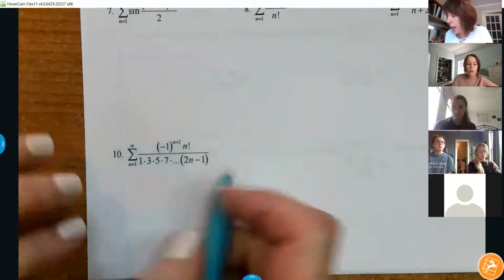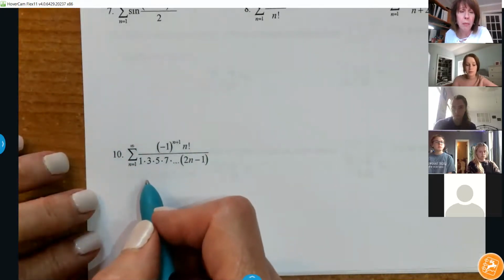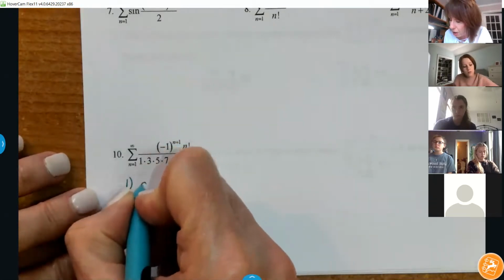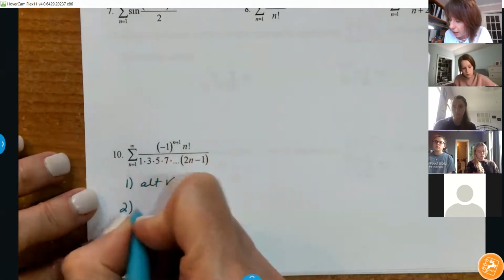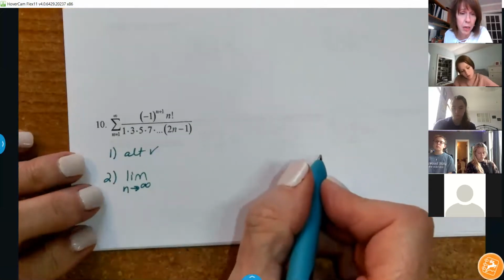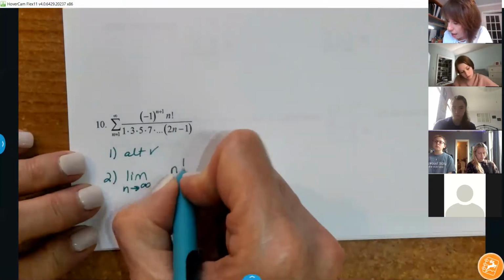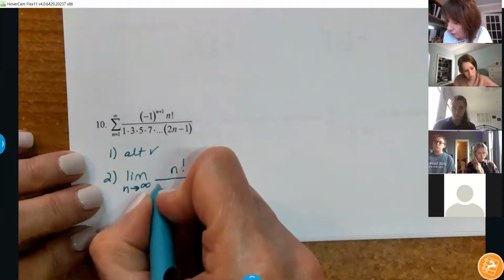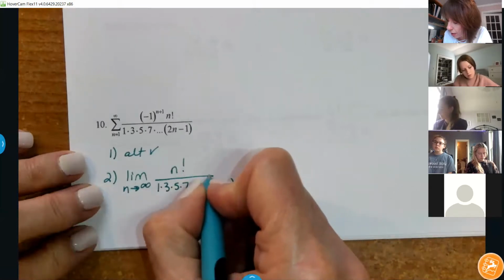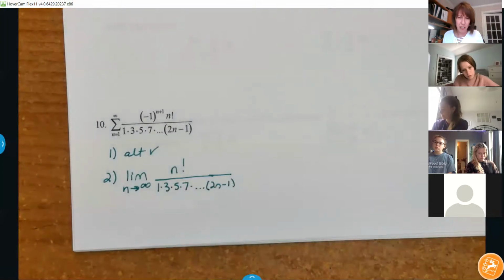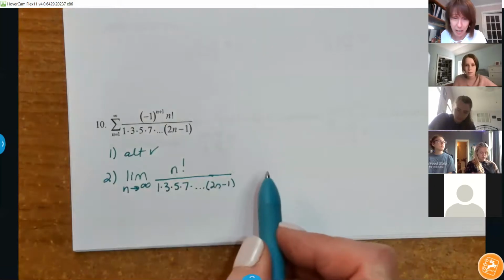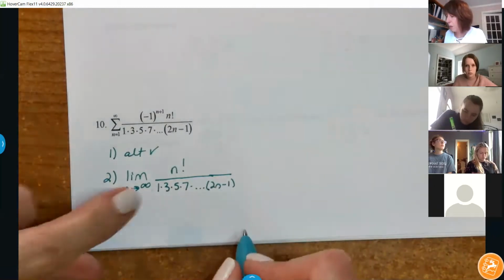I see that it's alternating, so I'm kind of thinking let's do the alternating series test on this. So we're alternating in sign. I need to find out what this limit is. And this is not going to be super easy, but that's what I need to do. So I have n factorial over this thing. And I need to know, how does this thing reduce? In my mind, I think it's either going to 0 or infinity. That's what I'm thinking. So let's do a little work on this.